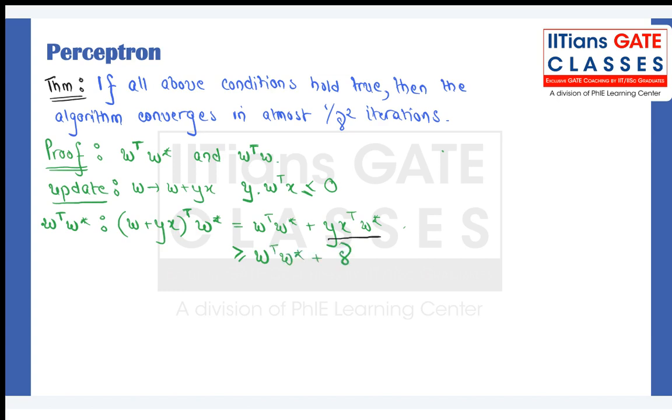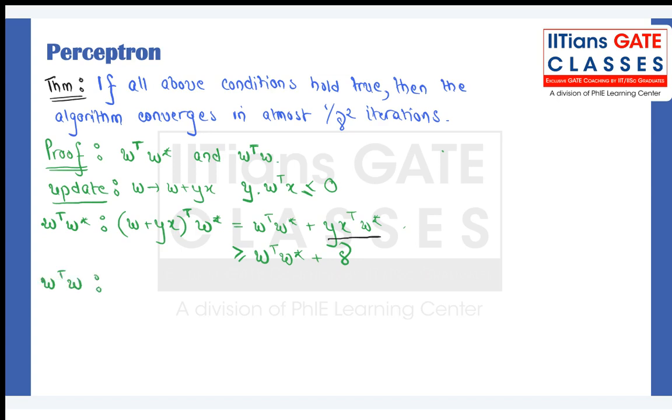Gamma is the minimum value possible, and this value will be at least greater than or equal to that. Either it will be equal to or greater than that. So that's why I can claim that this is plus gamma. Okay, fine. Now, what is the effect on W transpose W?